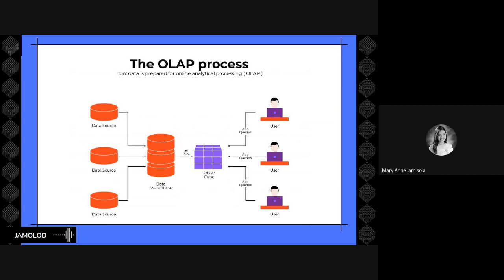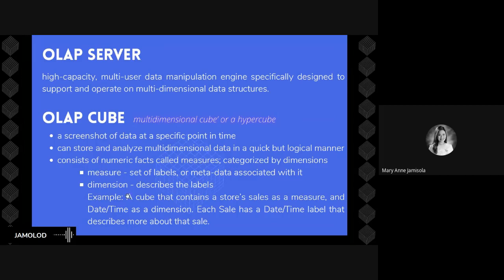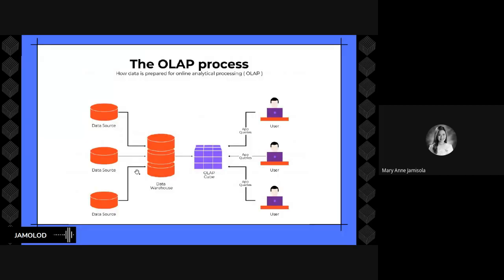And then the OLAP cube, remember, has a measure and dimension. Okay, so if you are one of the users, you will input app queries. So what report or what information do you need to see on your screen here? Okay, so the answer to the app queries will be taken from the OLAP cube and then will be displayed on the screen of the user that is making the query.